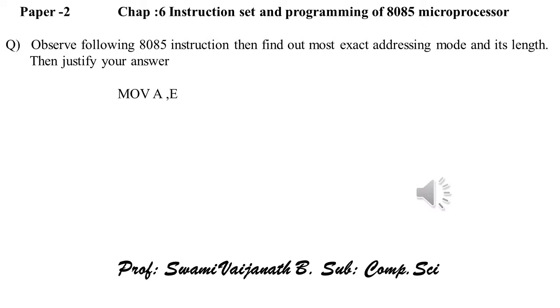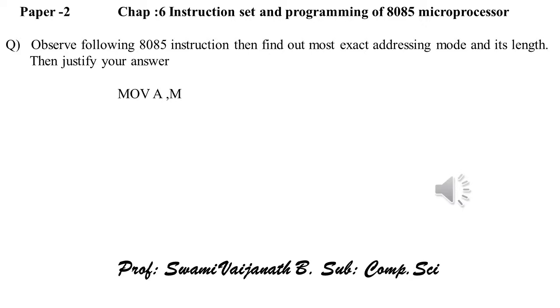Hello, the given instruction is MOV A, E. For this instruction, we identify its length is 1 byte. Why is it 1 byte? Because both operands of this instruction are general purpose registers, that is, the source location and the destination location are both 8-bit general purpose registers, so its length is 1 byte.